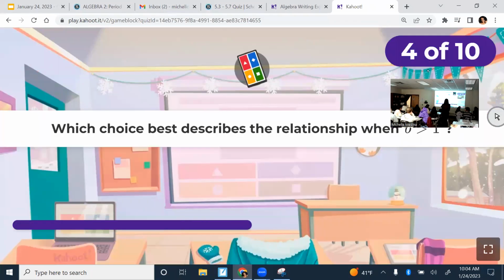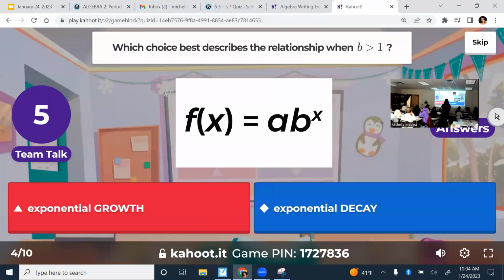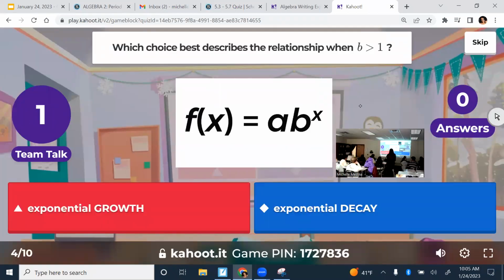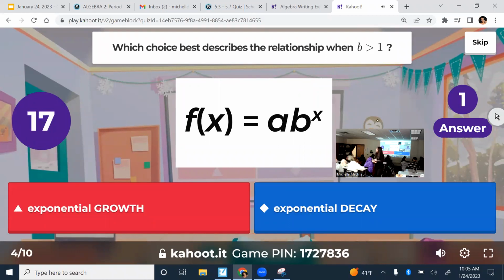Which choice best describes the relationship when B is greater than 1? Exponential growth or exponential decay? Remember, taking up the video.